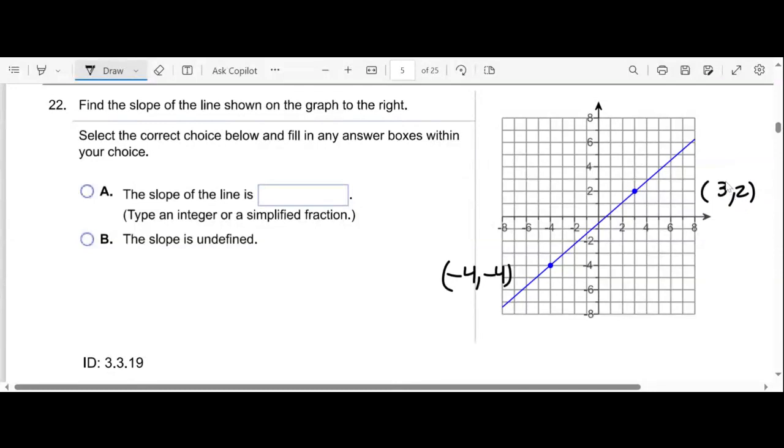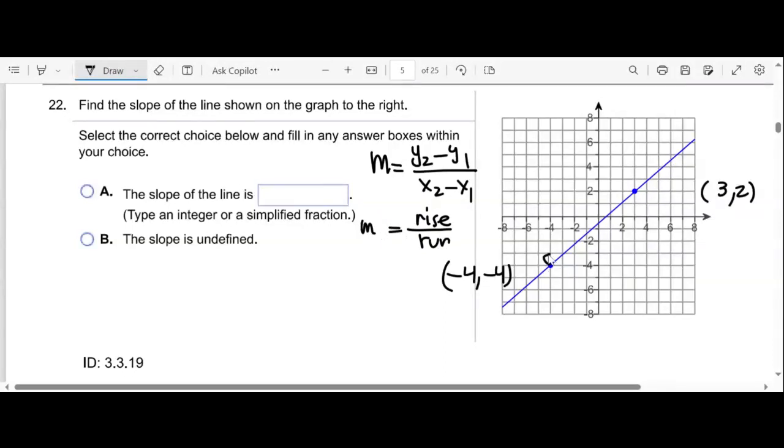You want the slope. To find the slope, what should you do? You have two ways to do it. You can use the formula y2 minus y1 over x2 minus x1, or you can do the fast way. Which one is the fast way? Rise over run. This is the easier and faster way. So let's count.